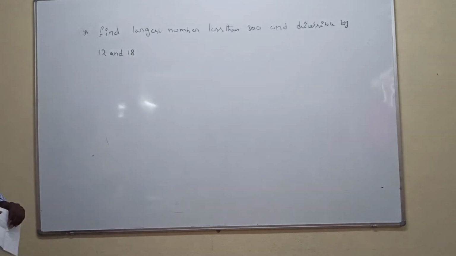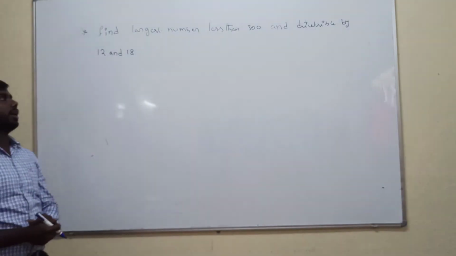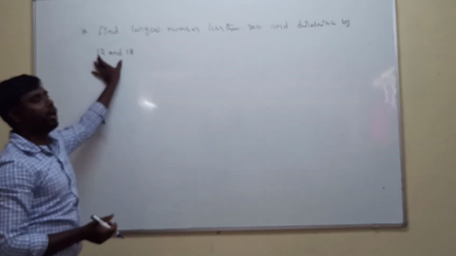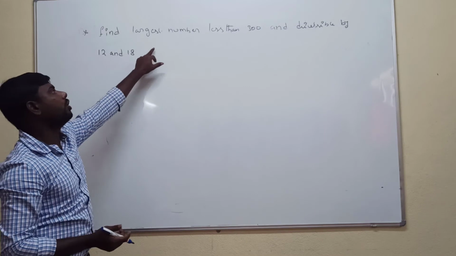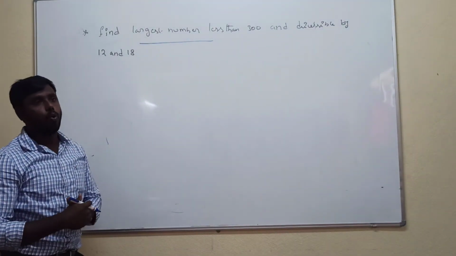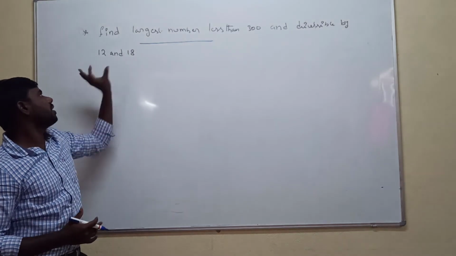Find the largest number less than 300. What is the LCM value you are getting? Definitely that value is less than 300, so definitely that value is divisible by the given numbers, 12 and 18. Find the largest number, which is definitely less than 300. That number is definitely divisible by the given numbers.